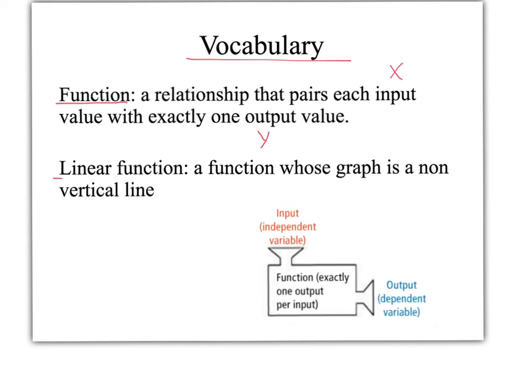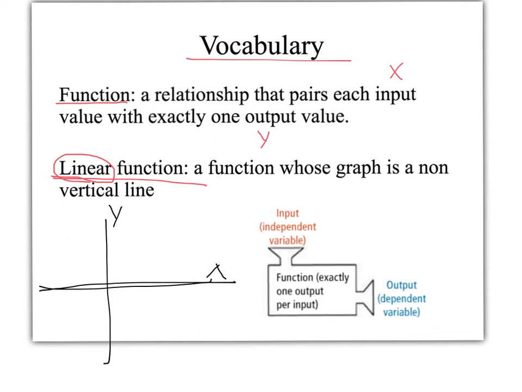Okay, a linear function. Linear kind of looks like the word line. It actually has the word line in it. It's a function whose graph is a non-vertical line. It's really a function whose graph is a line, but the reason they say a non-vertical line is because if you have an xy axis like this, this is linear because that's a straight line. This is linear because that's a straight line. If it's straight up and down like this, that's actually not linear. That's going to be something else that we'll learn about. So that's just why they say non-vertical. But as long as you remember that a linear function makes a straight line, that's all it is.